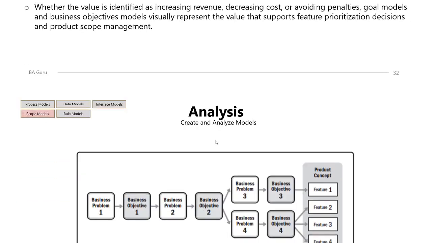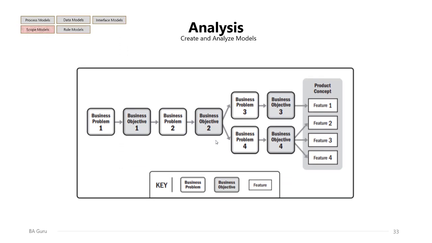Here is an example of the goal models and the business objective models showing the business problem, the business objective, and the flow till we reach the different features of the product concept. So it will show the relationship between the different features of the product and the business problems and objectives.